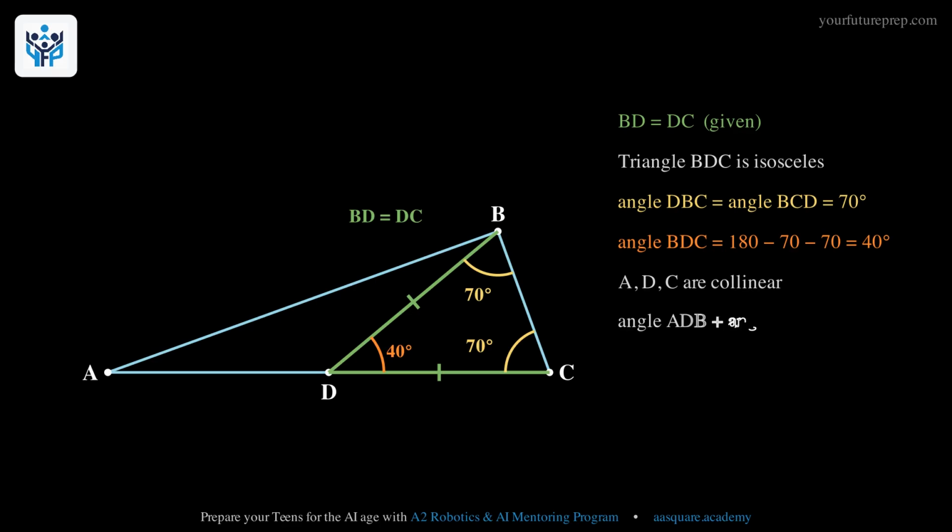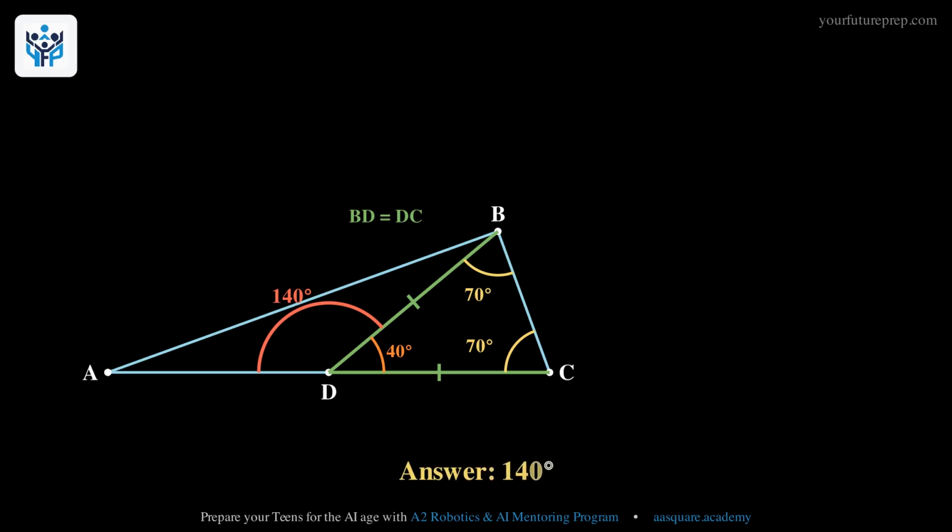Now notice that A, D, and C all lie on the same straight line, because D is on side AC. So angle ADB and angle BDC together make a straight line, which is 180 degrees. Therefore angle ADB equals 180 minus 40, which is 140 degrees. The measure of angle ADB is 140 degrees, choice D.